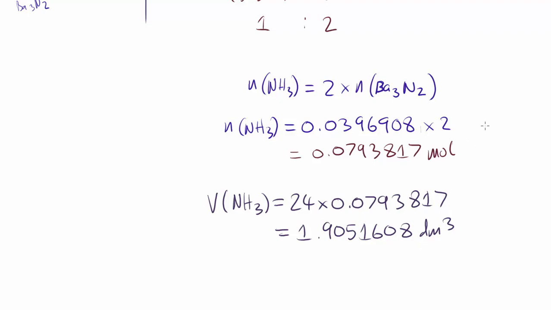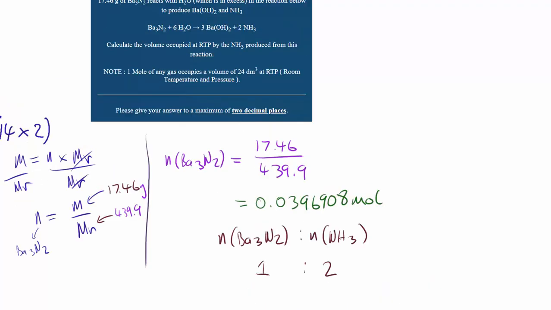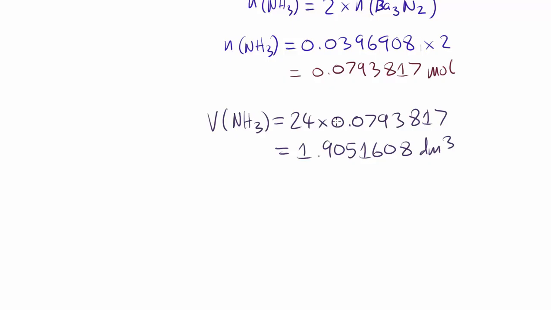Now, this gets us closer to the answer, but we have been specifically asked to give our answer to a maximum of 2 decimal places, right? So we do need to do that. If we round this to 2 decimal places, we're going to get 1.9, and then we need to round that up. So it's going to be 1.91. That's going to be in decimeters cubed. So we can say that's to 2 decimal places. All right. So in this particular case, this is the volume which we're going to get.